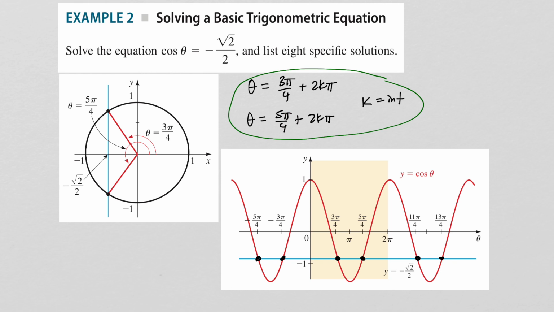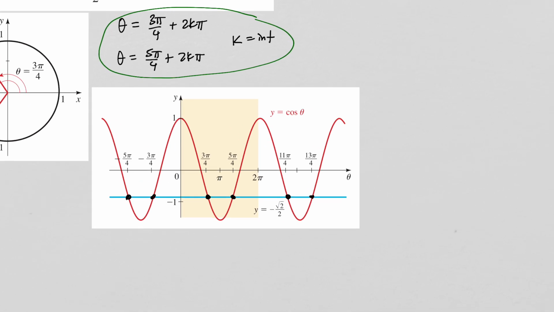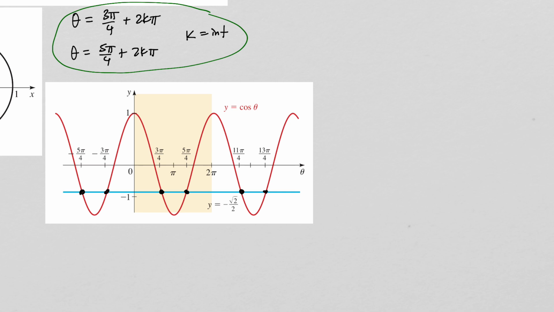So these are the infinite solutions that we have, but they want you to also list 8 specific solutions. So if they want you to list specific solutions, what that means is you need to plug in integer values for k. So for example, if I let k equal 0 in both of these formulas, we're going to get 3 pi over 4 and 5 pi over 4.